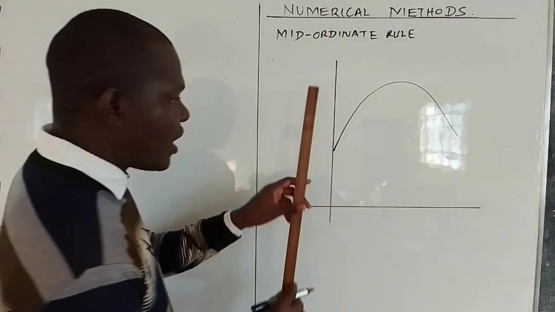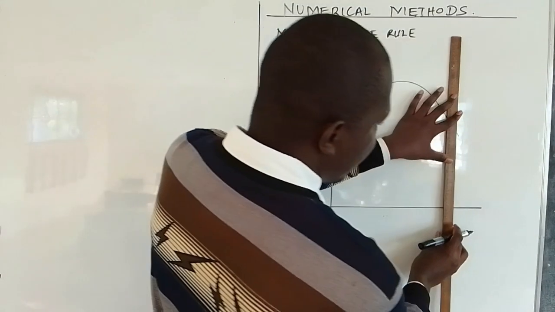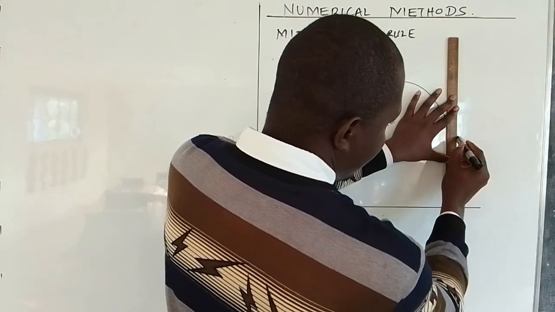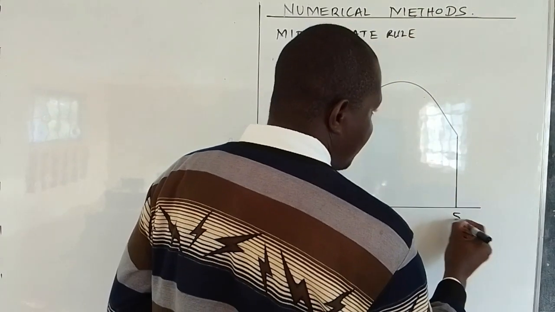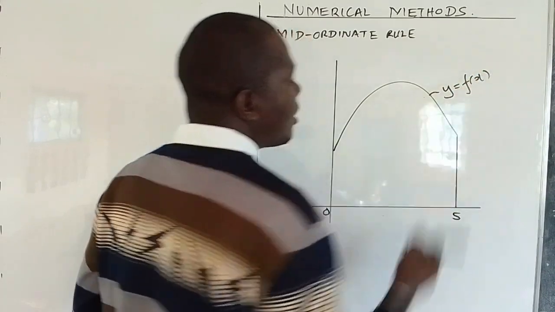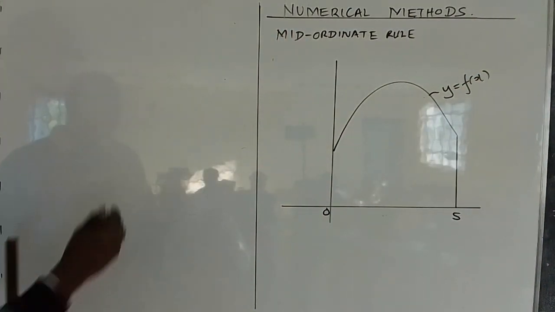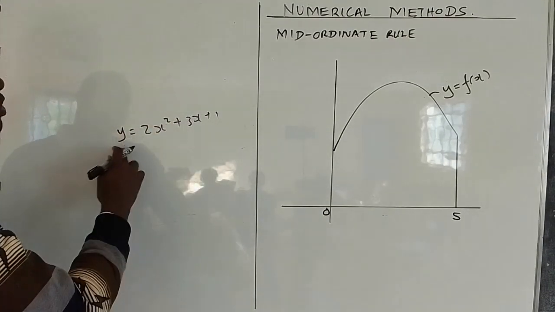So we want to estimate the area under that curve, maybe from the x value here, 0, up to the last x value there, 5. And this is our curve y, which is a function of x. When I say y is a function of x, it means y is in terms of x. It can be y is 2x squared plus 3x. Well, that means y is a function of x.